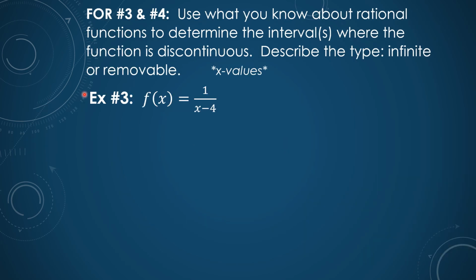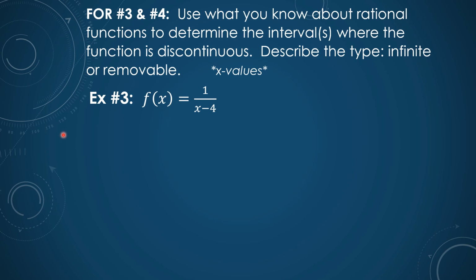All right, examples 3 and 4. Use what you know about rational functions to determine the intervals where the function is discontinuous, and then describe the type of discontinuity as infinite or removable. Again, we're looking at those x values. So example 3, we have f(x) = 1/(x - 4).